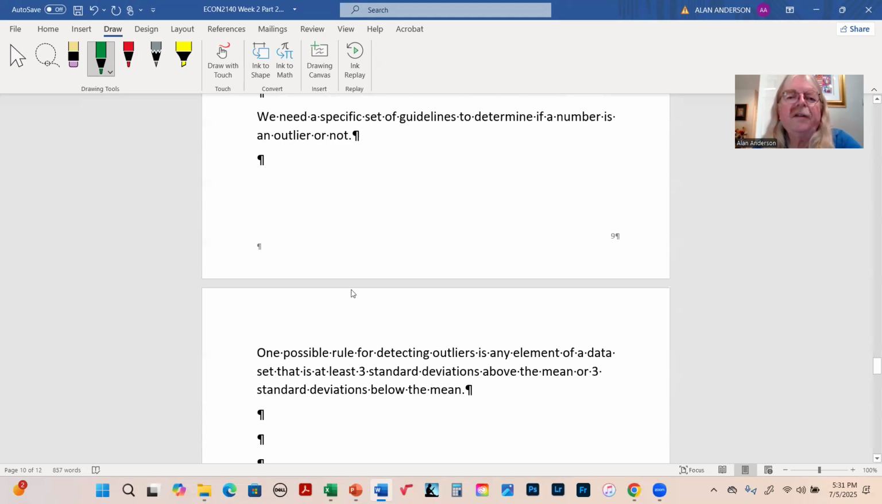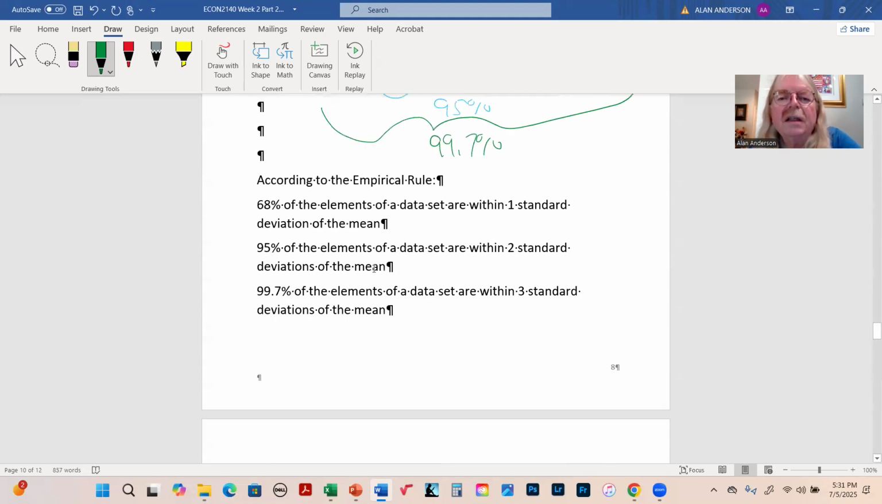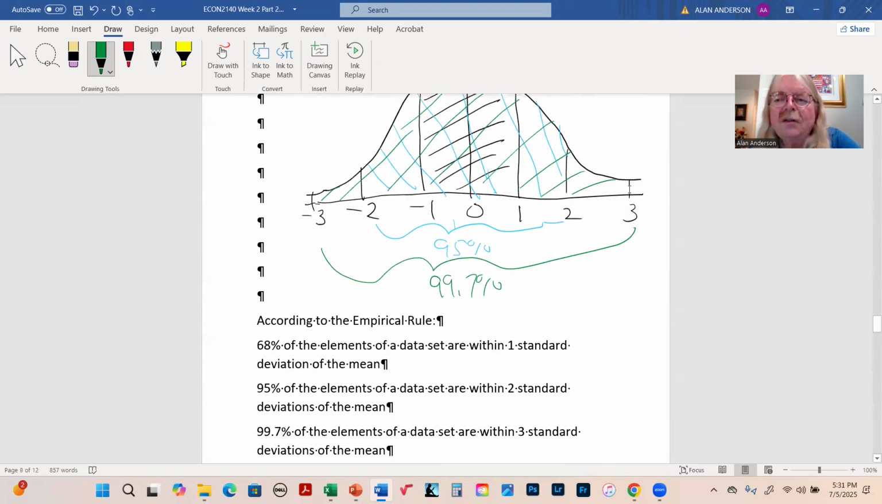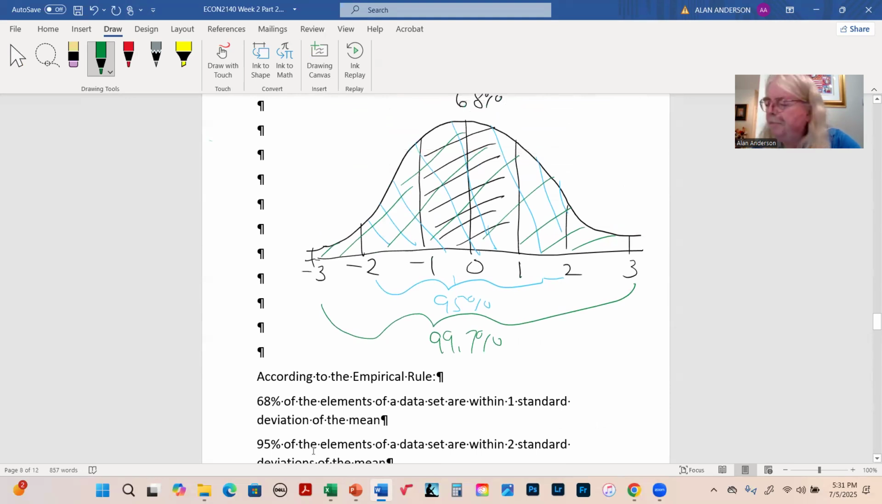Because if you look at this graph, the normal distribution, you'll see that three is way out there in the tail. To be out here or down here, that's not very common. So we're going to think of those as outliers. They're so far out that they are at least three standard deviations above the mean or three below.